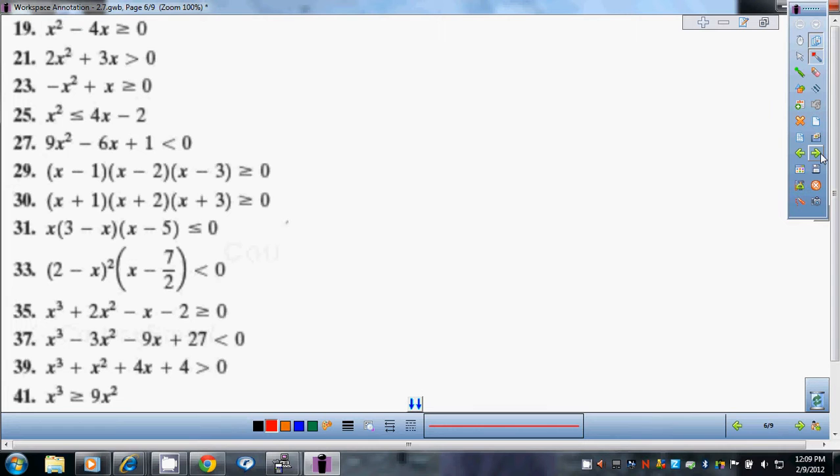All right, this one the exact same way. Everybody tends to look at 33 and think that one's harder. It's really not. What's going to make this part equal 0? 2, and it's occurring twice. So 2, 2, and 7 over 2.